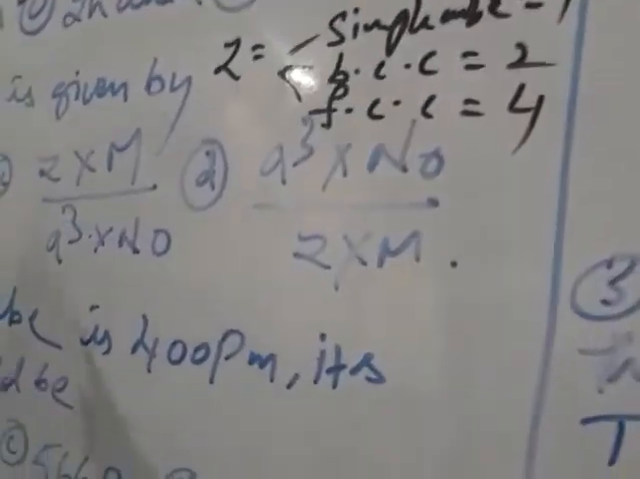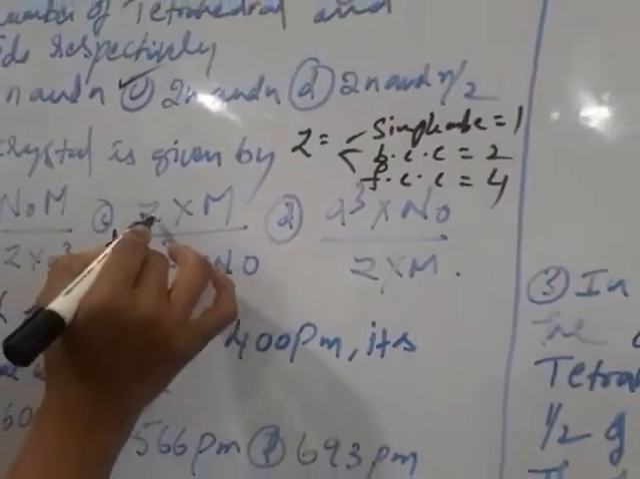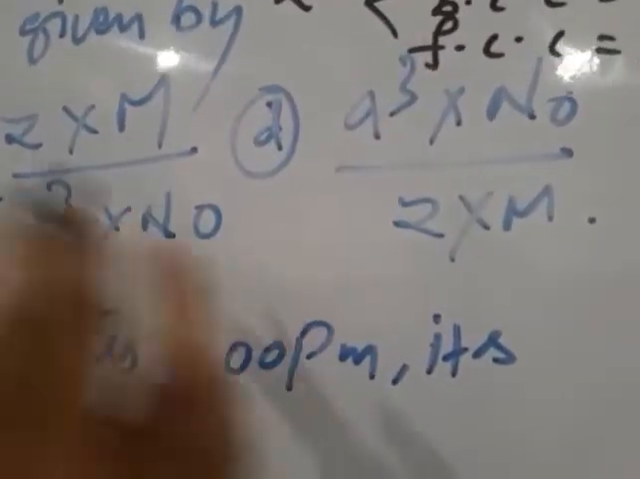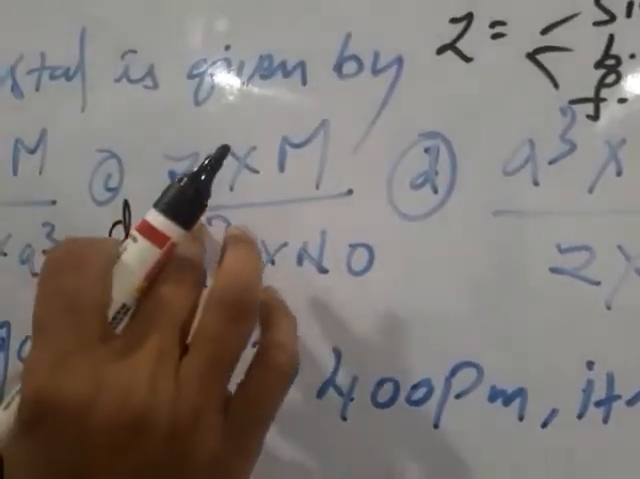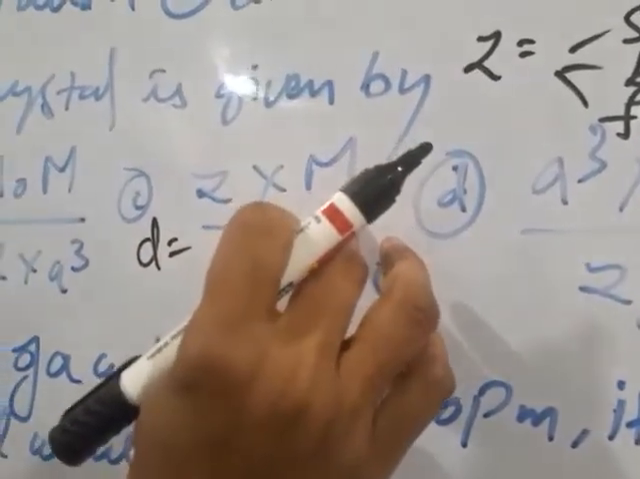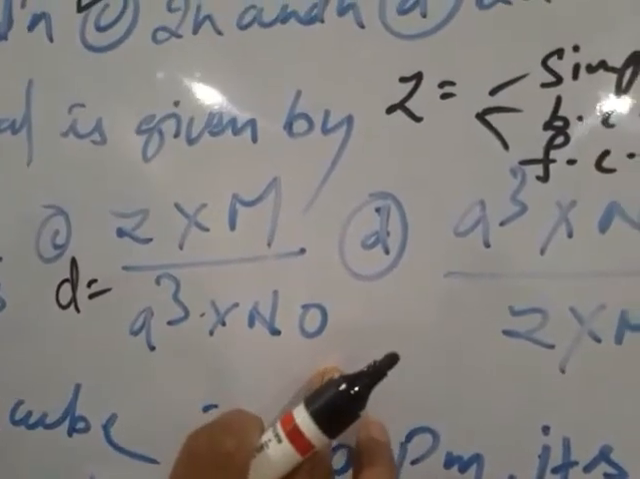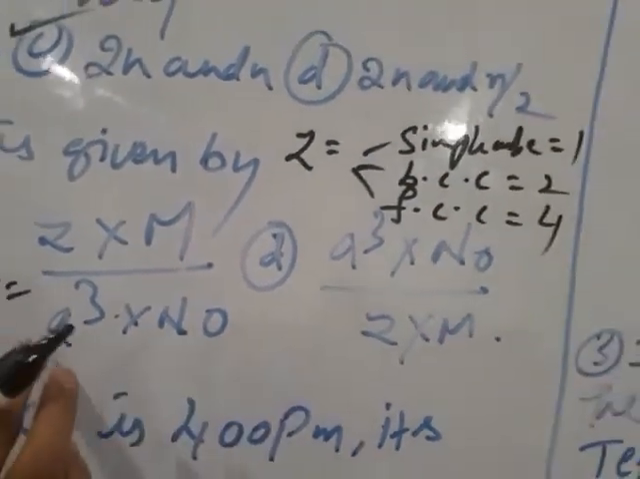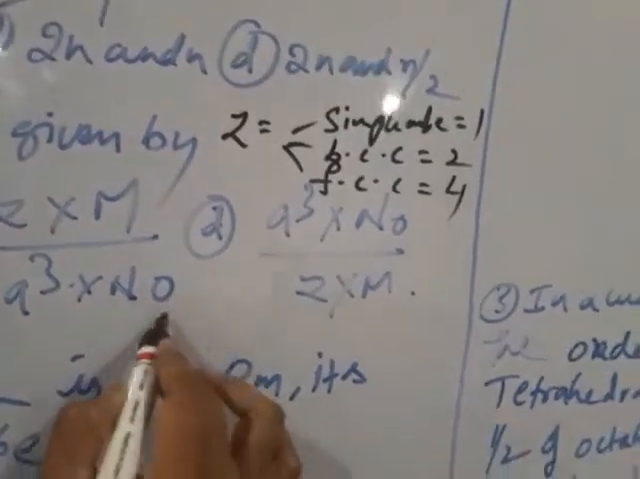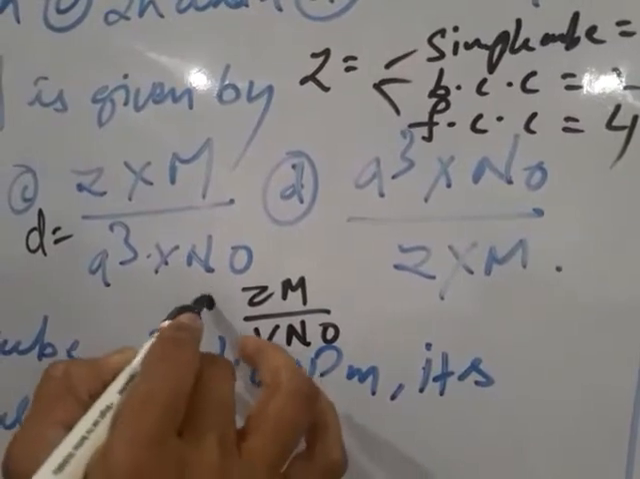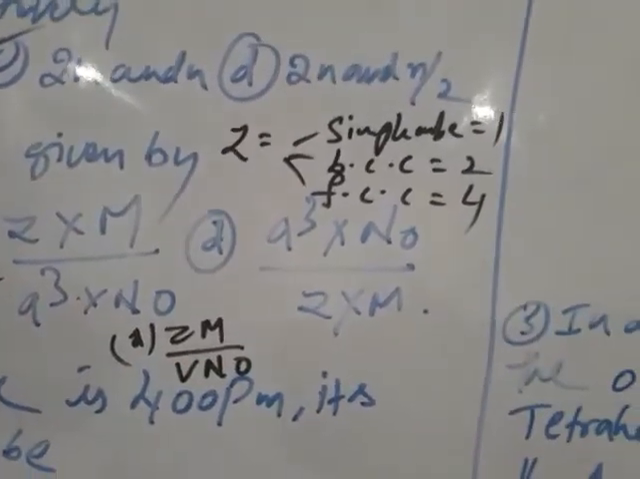So density d is equal to Z into M by a cube into N naught, where Z is the number of particles, M is atomic mass, a cube is the volume of the unit cell, and N naught is Avogadro's number. We can write the same formula as ZM by V into N naught. So this is another form.